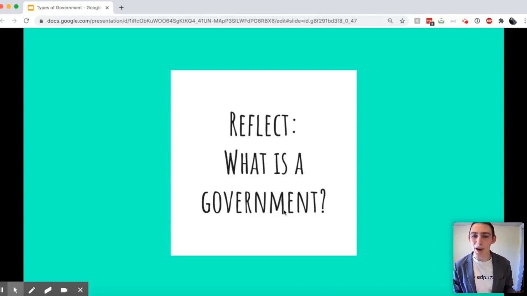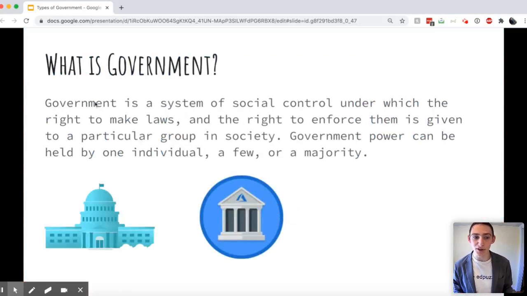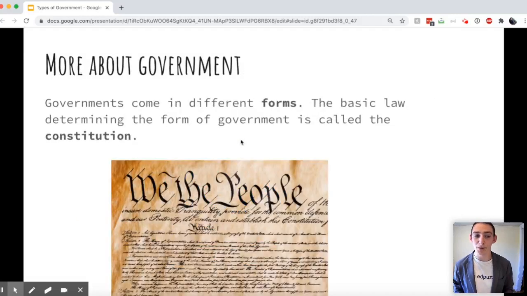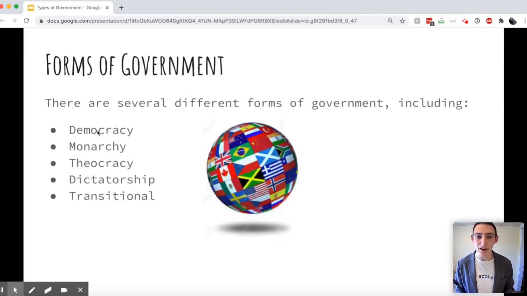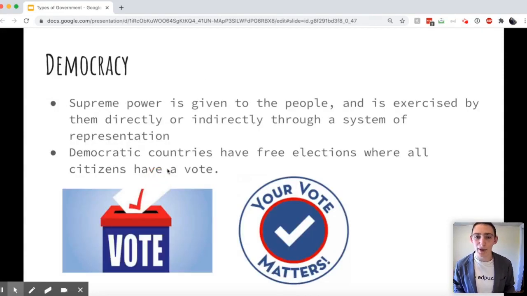Well, if you remember, yesterday, we learned that government is a system of social control, etc., etc., etc. We'd review the content from yesterday. Now, today we're talking more about government, and specifically, we're talking about the different forms that government can take: democracy, monarchies, theocracies, dictatorships, and transitional governments. So let's start by talking about democracy.